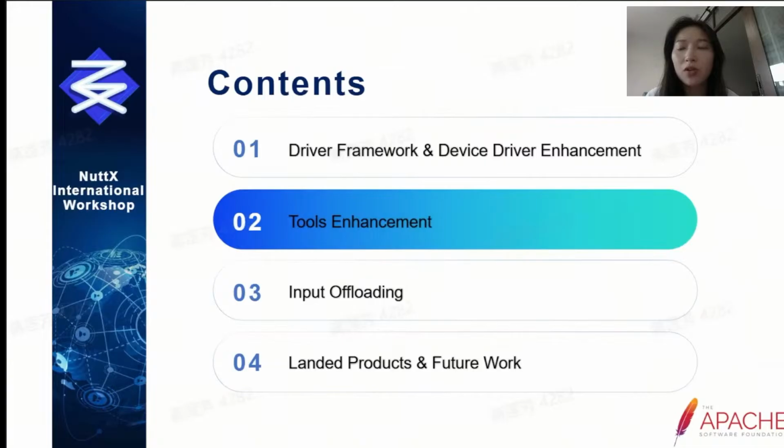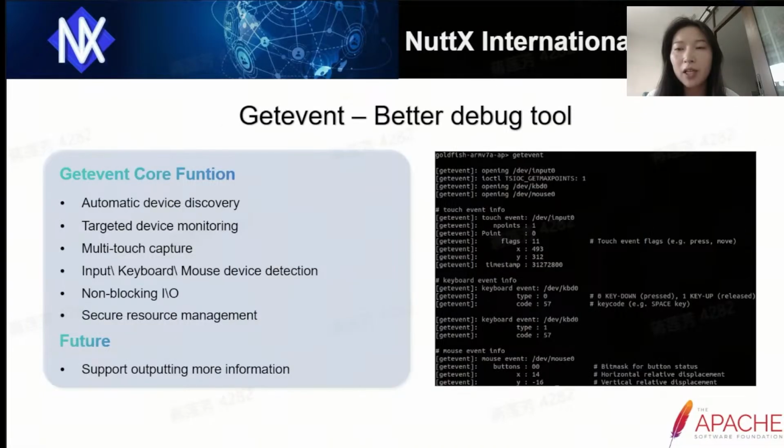Next, let's move on to part 2, tool enhancements. This year, we focused mainly on enhancing tools related to Monkey and input. We built a better command line debug tool called getevent. It's mainly used for real-time monitoring and displaying events from input devices like touchscreens, keyboards, and mice. The core features of getevent include automatic device discovery. By default, it scans the device directory and monitors all detected input devices.